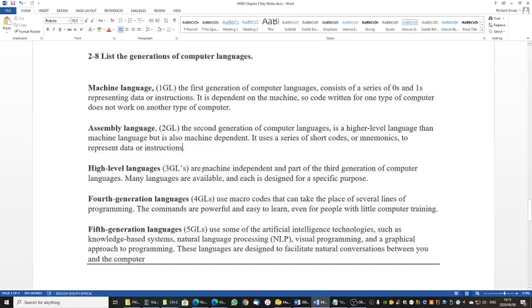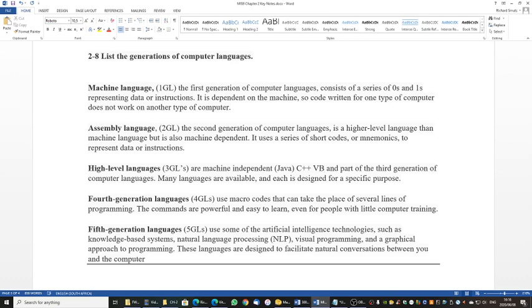High-level languages, 3GLs, are machine independent. An example of this would be, for example, Java, C++, many languages. There's one that you're going to learn called Visual Basic, are part of the third generation of computer languages, and each one is designed for a specific purpose. Depending on which language you learn, you'll be able to produce your apps in your high-level languages, your 3GLs.